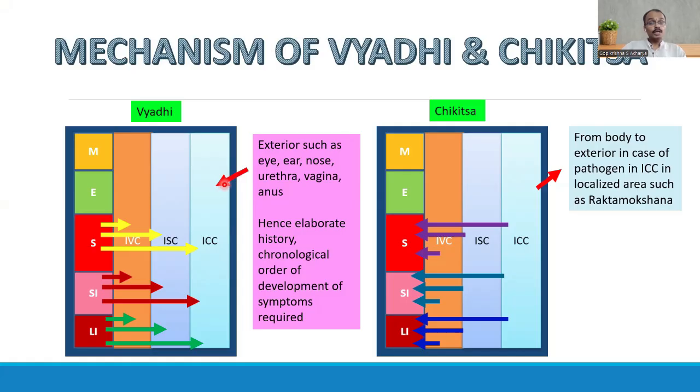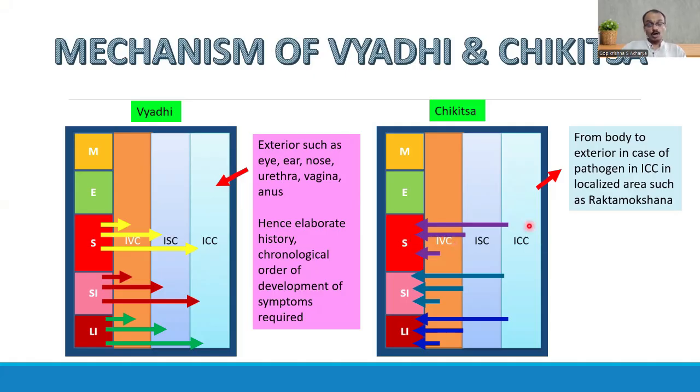Hence, we have to have an elaborate history of the clinical presentation and the chronological order of the development of the symptoms. Whereas Chikitsa means the reversal of the movement of the pathogens from the body to the alimentary canal. This particular image shows the exact reversal of the movement of the pathogens. Suppose the pathogens are present in the intracellular compartment, we need to move them into the interstitial compartment. Then we have to make them move into the intravascular compartment, then to the stomach.